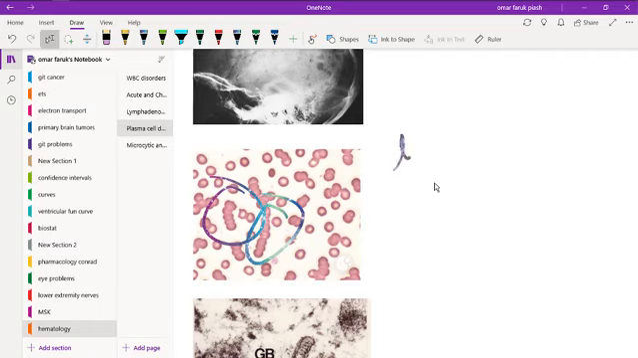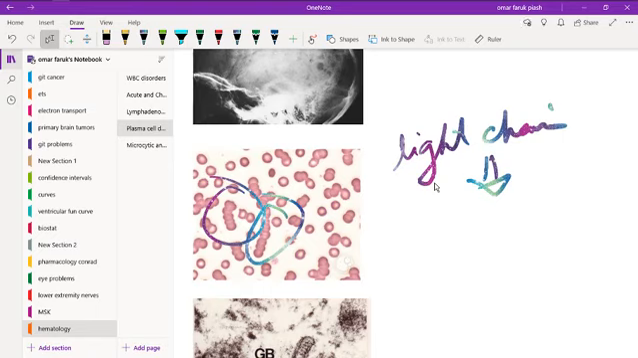Another thing you have to remember, there are three things. There is overproduction of light chain, and light chain accumulates. Free light chain circulates in the serum and deposits in the tissue, causing primary AL amyloid.